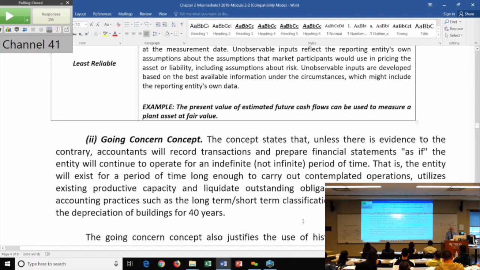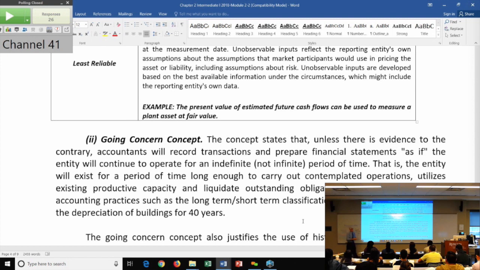One last concept. We will pick this up next week, definitely starting 5. Going concern, I think you've seen this already. But let me now add what you need to know for at least the intermediate level. So when you look at a company and it's a going concern, it basically tells you that unless you have evidence to refute or evidence to the contrary, you're going to record transactions, classify, and prepare financial statements as if the entity will operate for an indefinite period of time. And that's a time not infinite, but indefinite. That's a time long enough to carry out contemplated operations, use up all its productive capacity, and be able to pay off its liabilities.